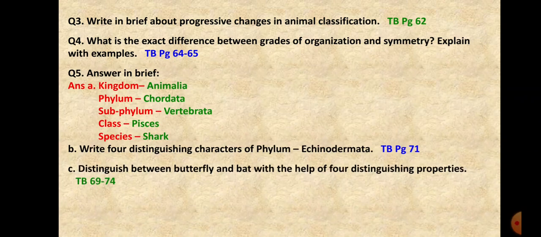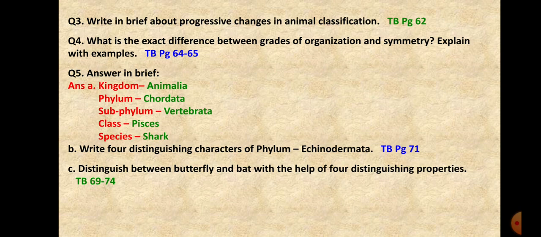Then C is distinguish between butterfly and bat. Now actually butterfly comes in arthropoda and bat comes in mammalia. Butterfly is a non-chordate, bat is a chordate. So basically you have to write the differences between the arthropoda and mammalia. So you will write 4 distinguishing characters between butterfly and bat.